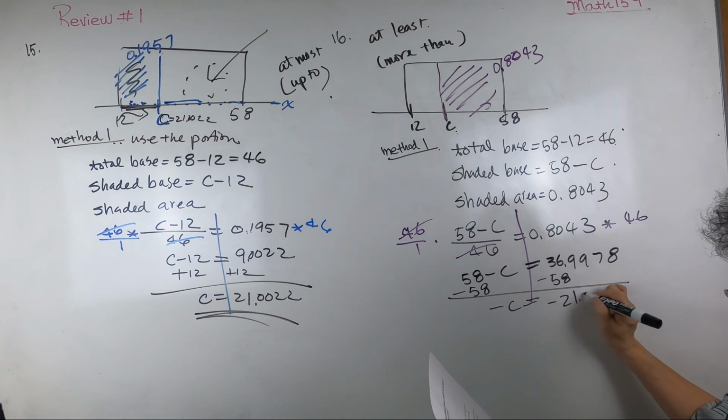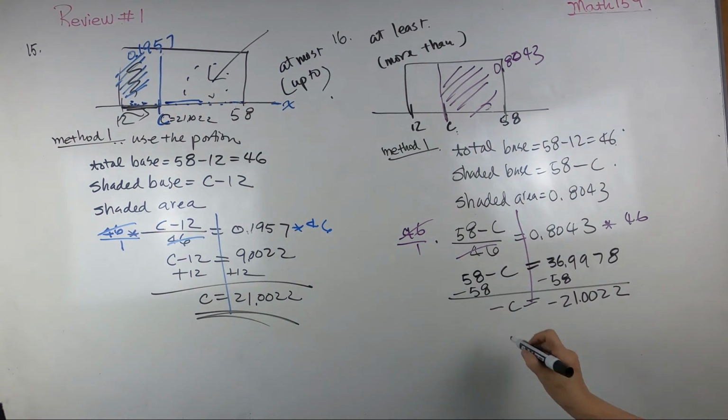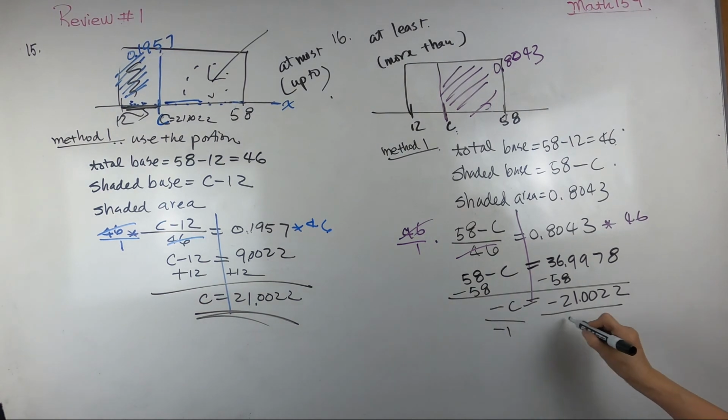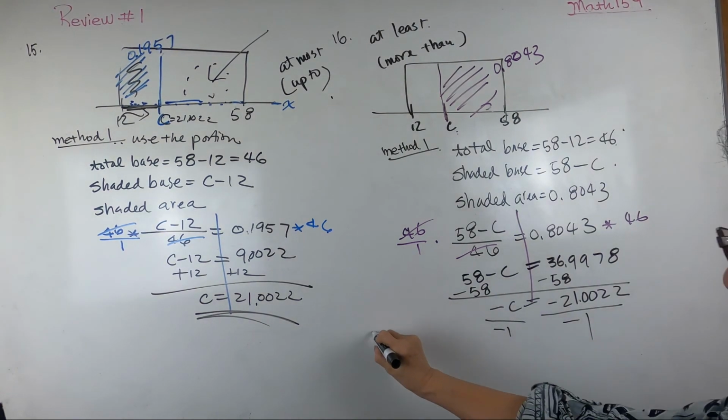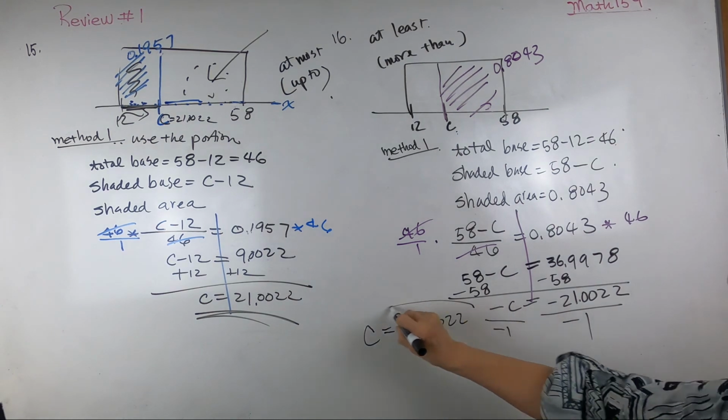Then to get C by itself, minus 58, use your calculator, you will have negative 21.0022. Then to get C by itself with the negative there, you have to divide by negative 1. So what's your C? C is 21.0022.